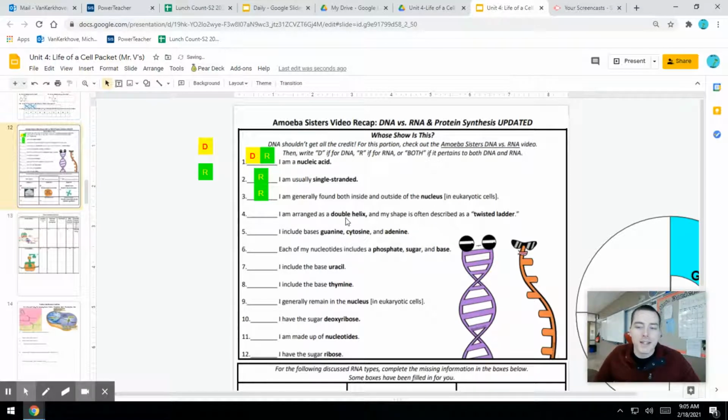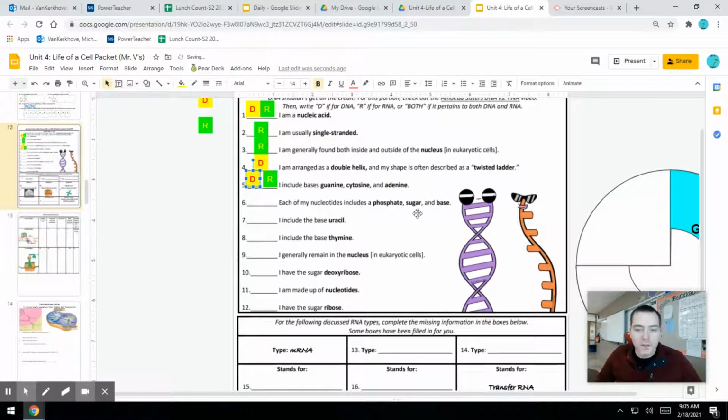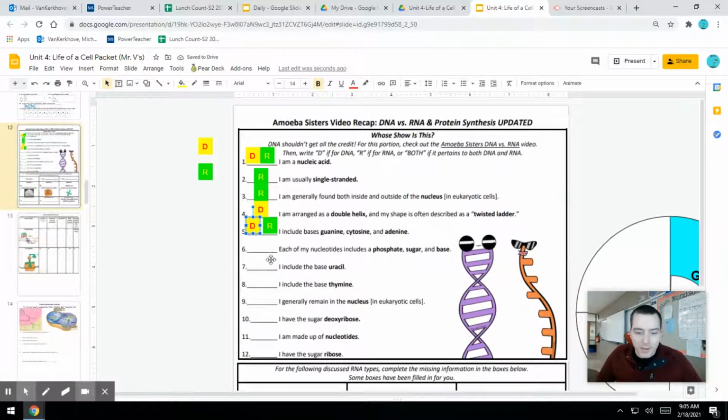I am arranged as a double helix or a twisted ladder, that is DNA. I include the bases guanine, cytosine, and adenine, that is both of them, RNA and DNA. Each of my nucleotides includes a phosphate, sugar, and a base, and that is both of them.